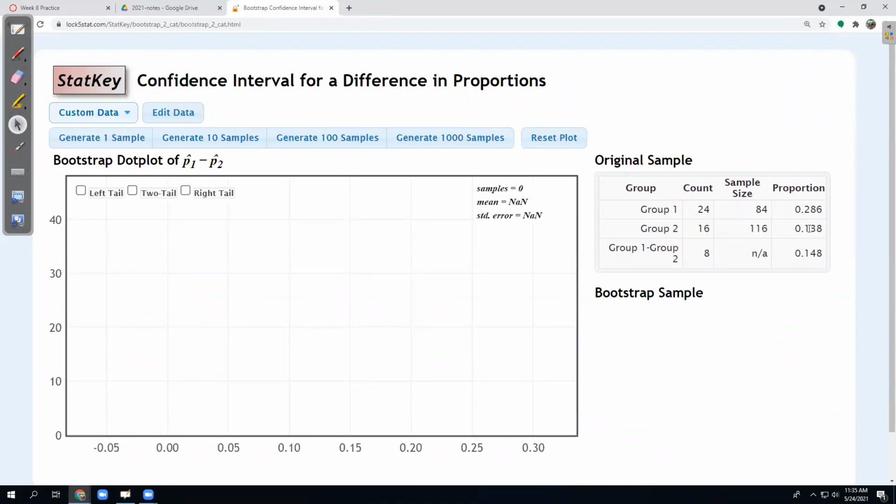So we gotta wonder, whoa, that's huge. It's almost double. Is there a difference? There seems to be a significant difference. We're gonna have to come back to the hypothesis test to see how significant it is.